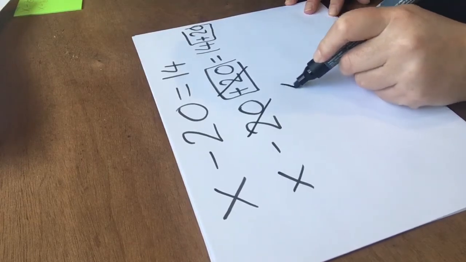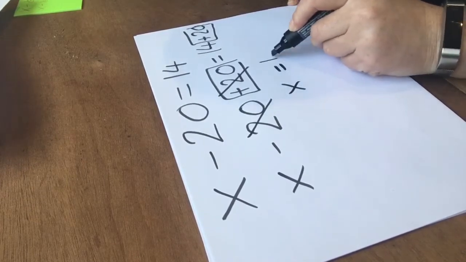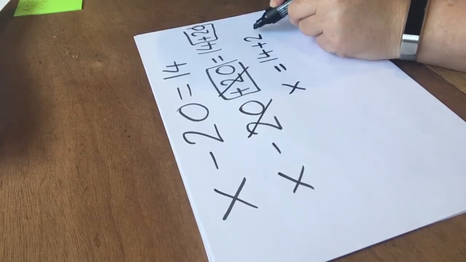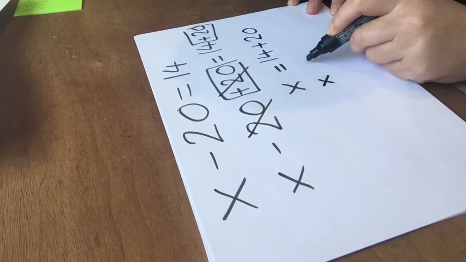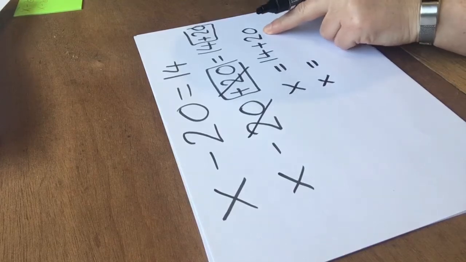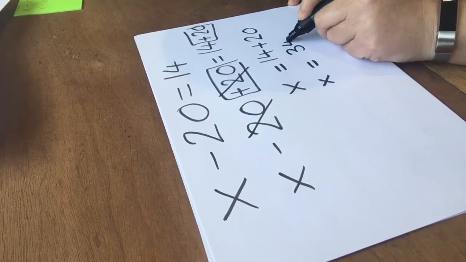So now we're left with x equals 14 add 20. So x equals 14 add 20 is 34.